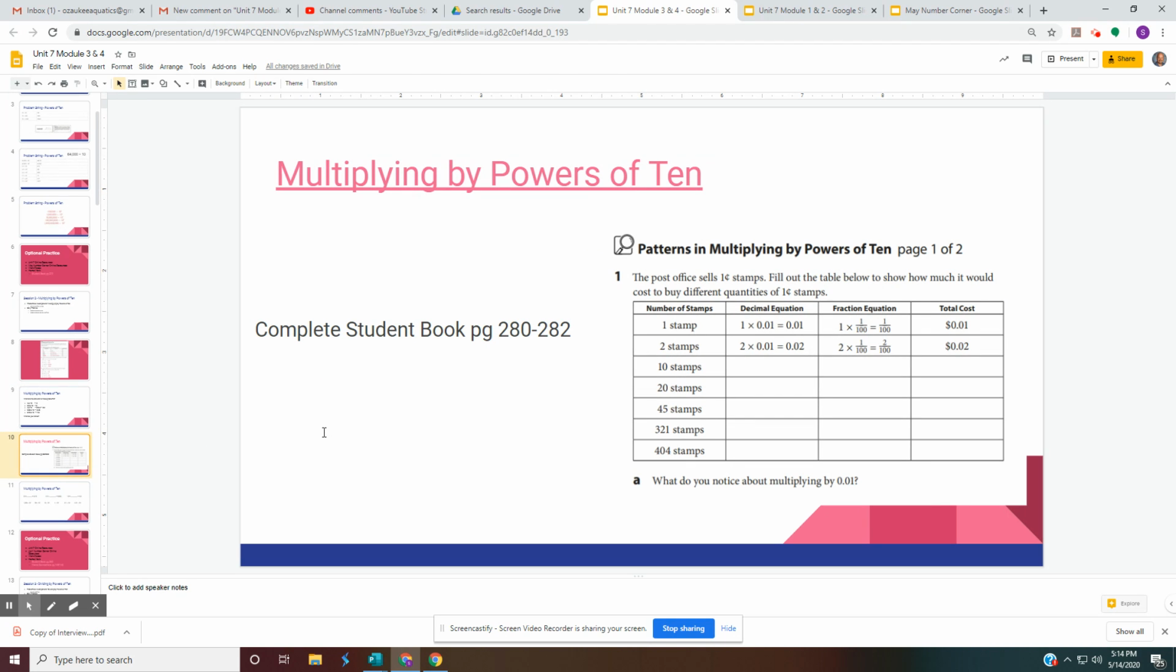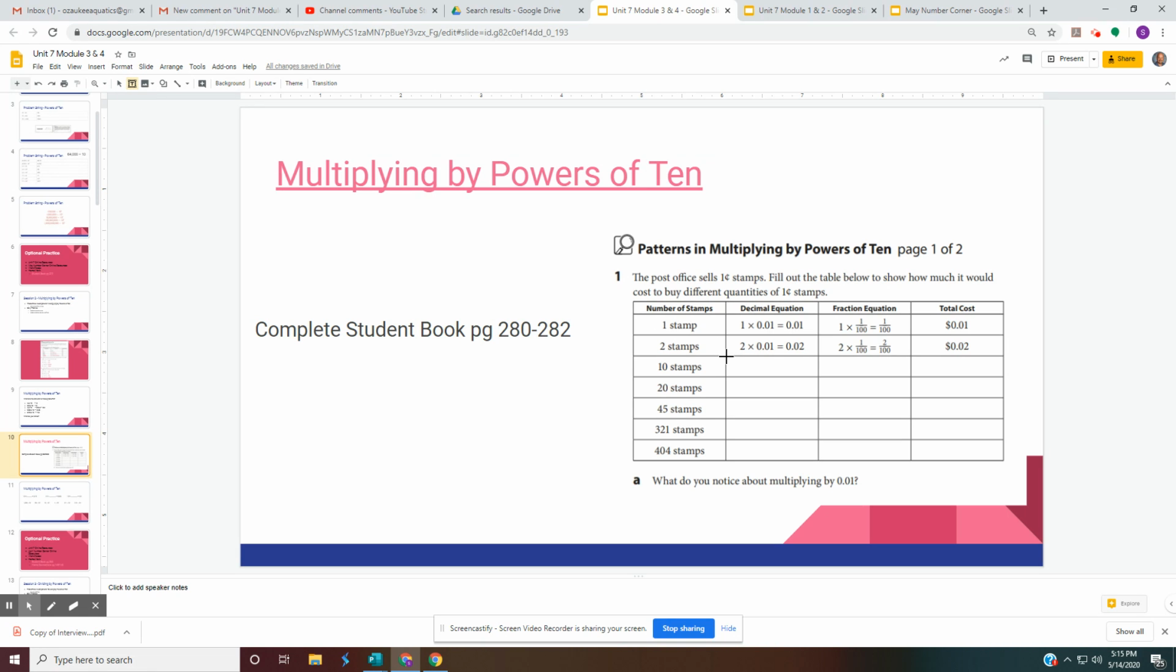All right, so let's take a look at pages 280 and 282. We're going to be multiplying by powers of 10. So this first one says the post office is selling 1-cent stamps. I don't know why you'd sell 1-cent stamps, but maybe you need another cent because you bought 45-cent stamps and then all of a sudden they changed stamps to 46 cents, right? So the post office sells them for a penny each. So we have to figure out the cost of each one of these stamps.